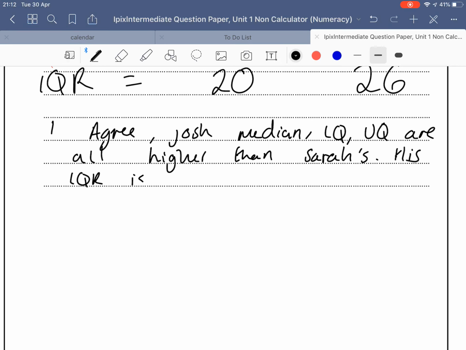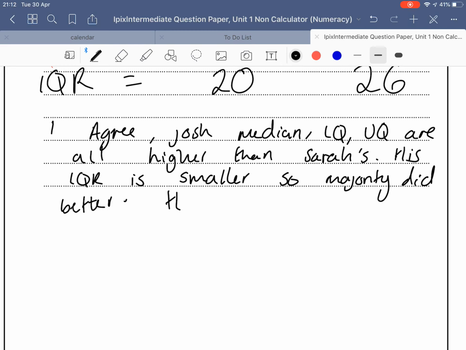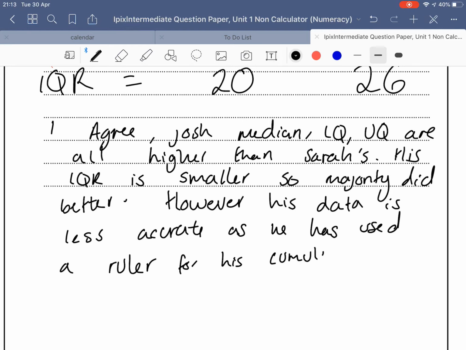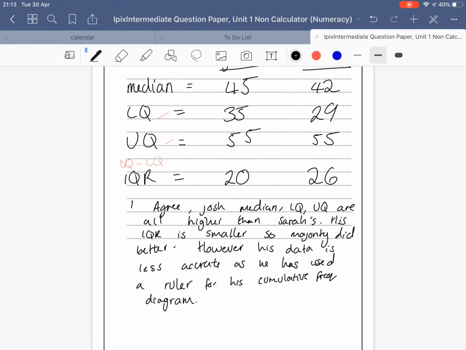His interquartile range is smaller. So the majority did better. I need to say, however, his data is less accurate as he has used a ruler. I think this is going to be my pet hate. So he's used a ruler for his cumulative frequency diagram. But if you were just going on data, then you would say, well, look, it speaks for itself.